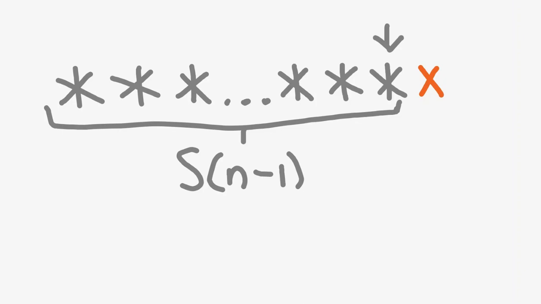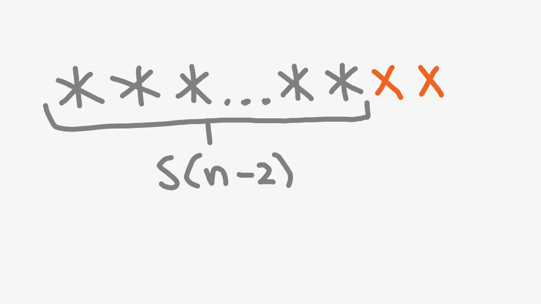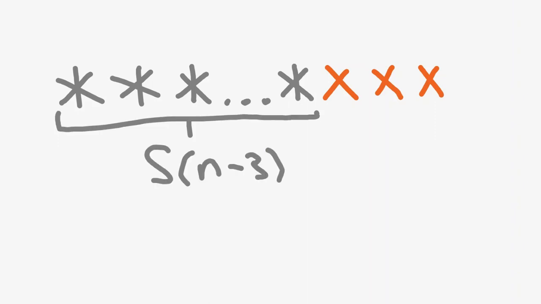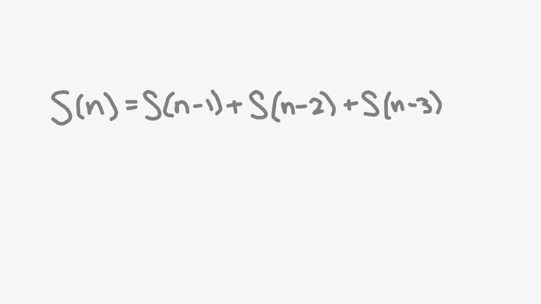Similarly, for a sequence ending with 2 consecutive letters of x at the end, there are s(n-2) possibilities. And finally, for a sequence ending with 3 consecutive letters of x at the end, there are s(n-3) possibilities. Thus, s(n) is the sum of all of these cases, or s(n-1) plus s(n-2) plus s(n-3).